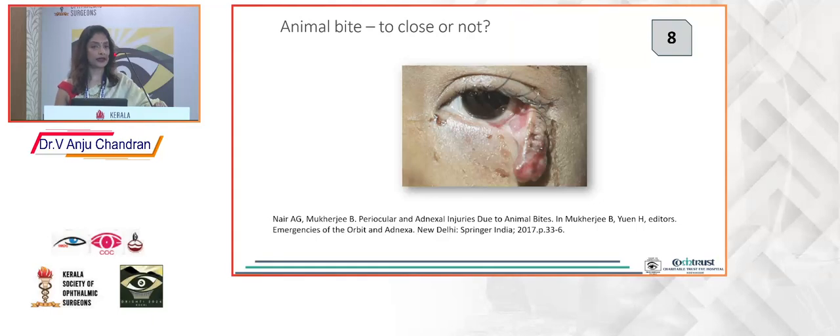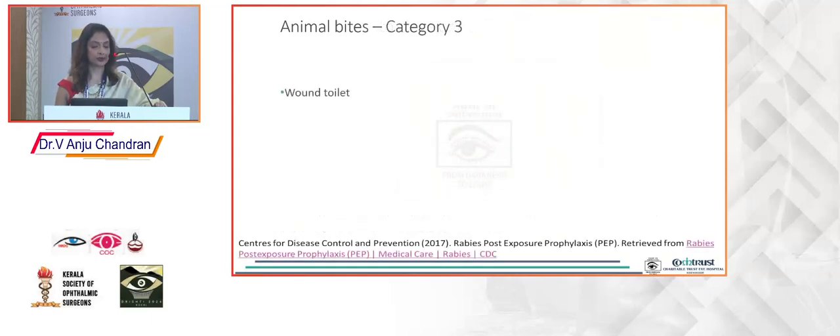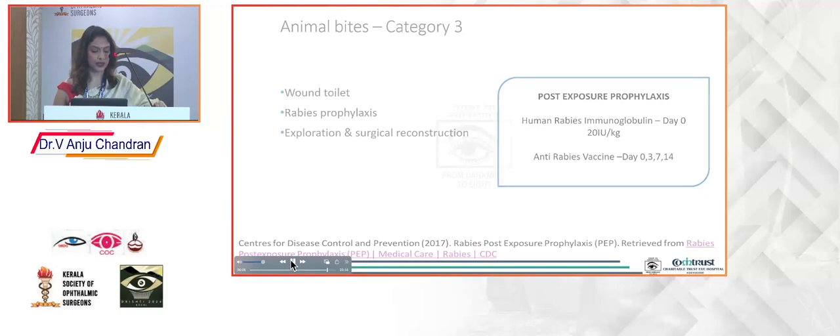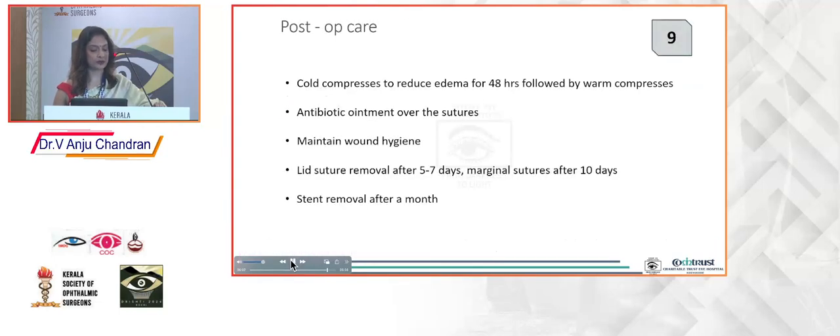In animal bite injury, it's always a debatable thing. You are always wondering whether to repair or not to repair. But according to the CDC, it is a category 3 injury. You need to give adequate wound toileting, give rabies prophylaxis, giving anti-rabies vaccine on days 0, 3, 7, and 14. And human rabies immunoglobulin, if available, has to be reconstituted and given into the site of the injury. Later you can take up the patient for exploration and surgical reconstruction.